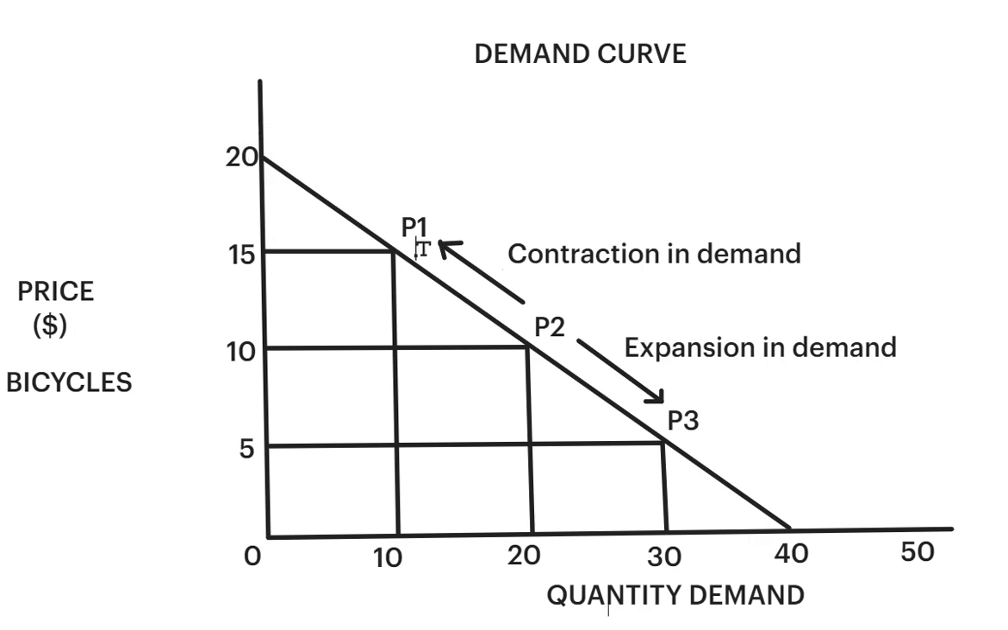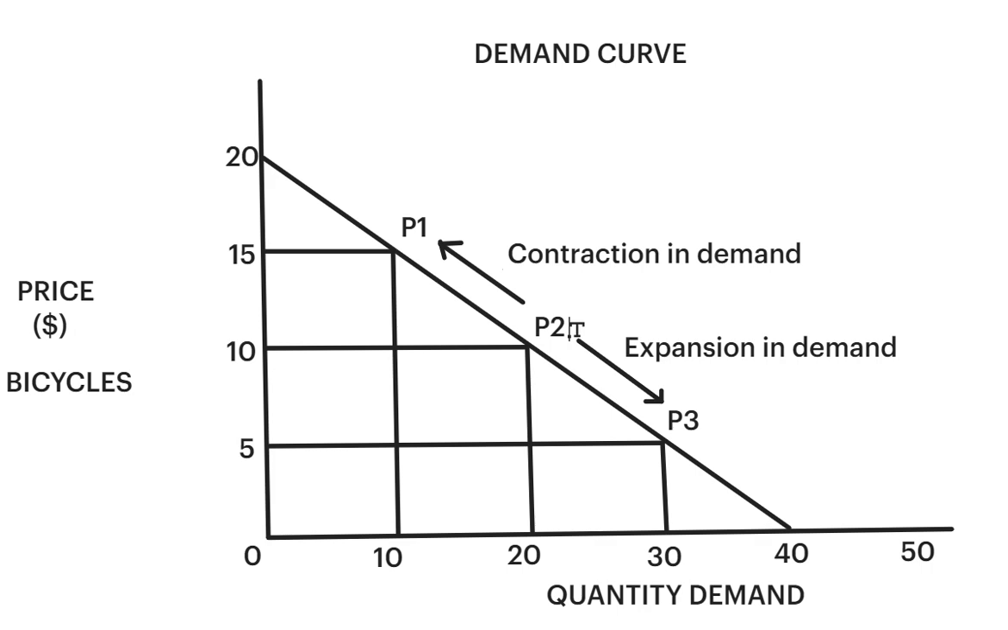Now, let's jump right into it. Here, I've drawn the demand curve, which in this case is the straight line that goes from the price, $20, to the quantity demanded, 40. On here, I have labeled 3 points, P1, P2, and P3.